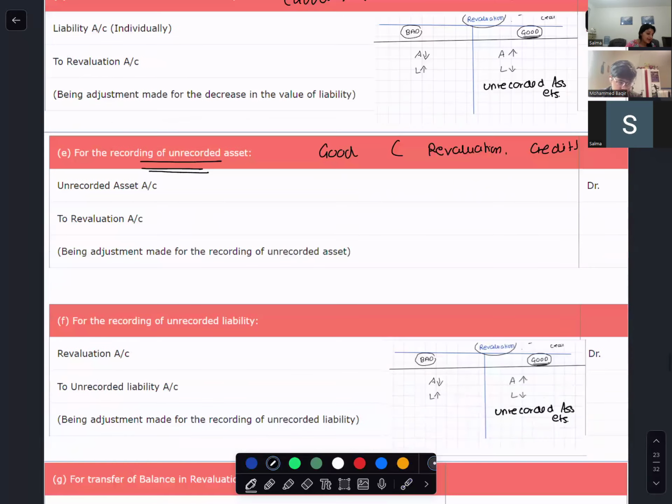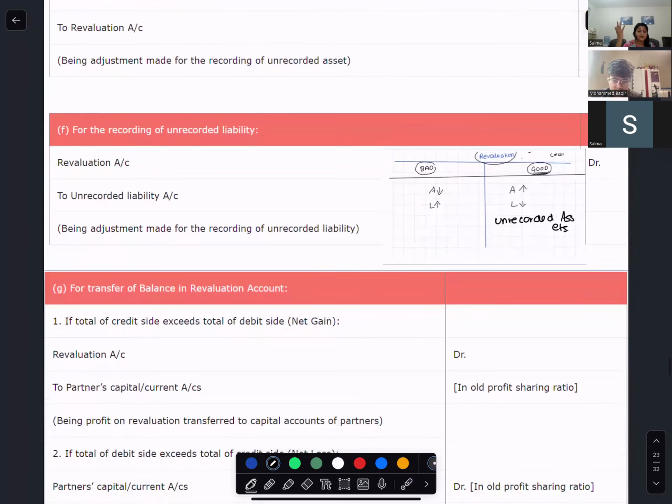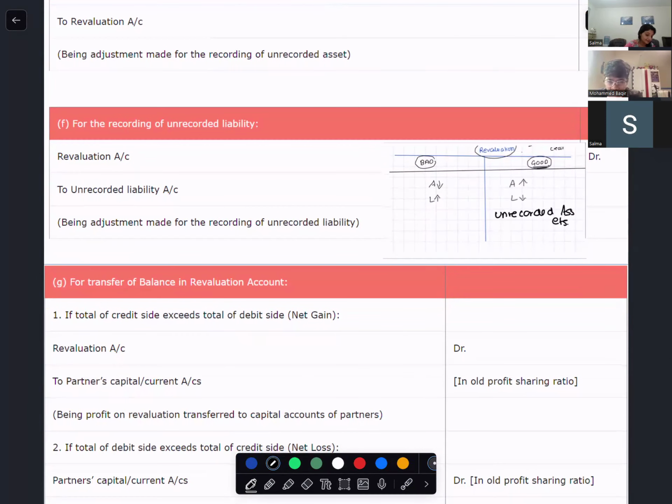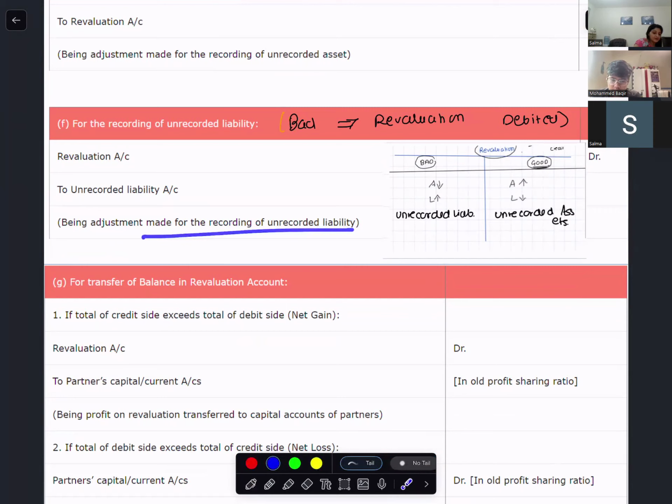If you have an unrecorded liability, that means you all of a sudden come to know you have to pay something. Is it a good thing or a bad thing? A bad thing, so the revaluation account will be debited. The journal entry: Revaluation account debit to unrecorded liability account credit. This is the adjustment you make for recording the unrecorded liability.